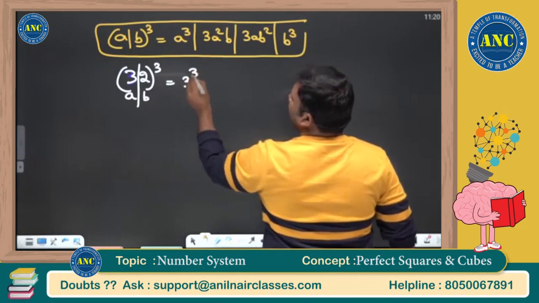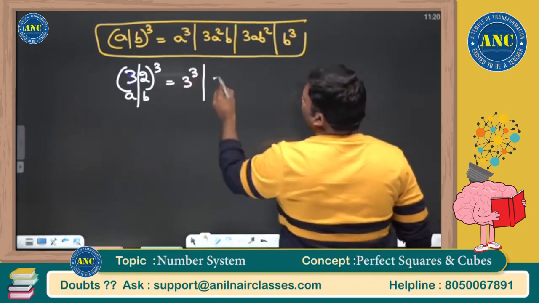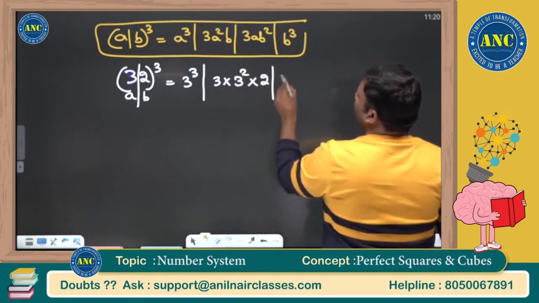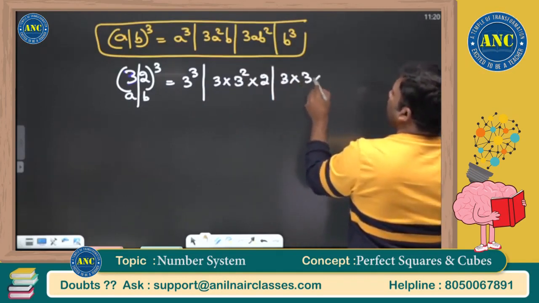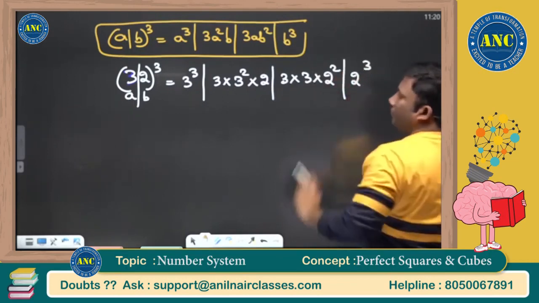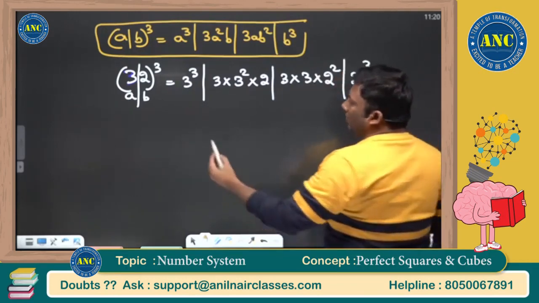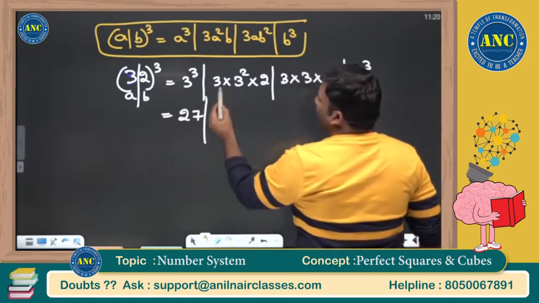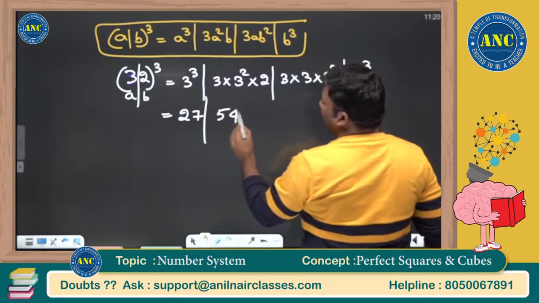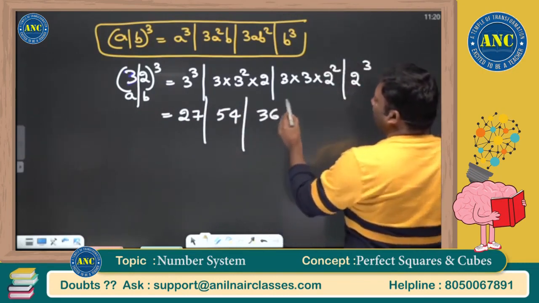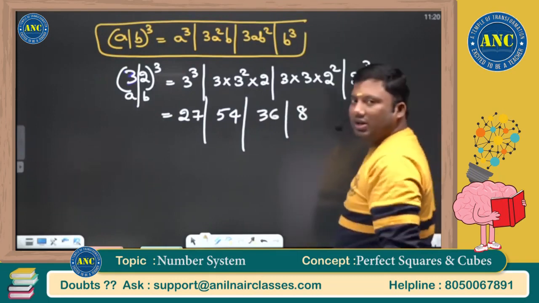One more practice example. A cube. Next it is 3a square b. And the next one it is 3ab square. And the last one it is b cube. 3 cube is nothing but 27. 9 3s are 27, 27 2s are 54. 3 3s are 9, 9 4s are 36. 2 cube is 8.